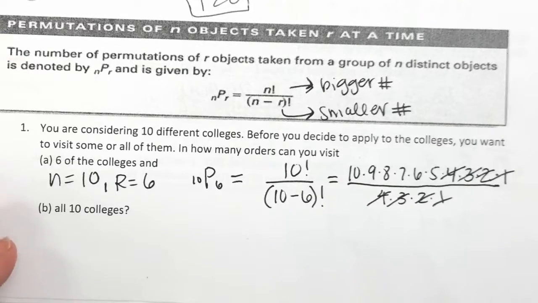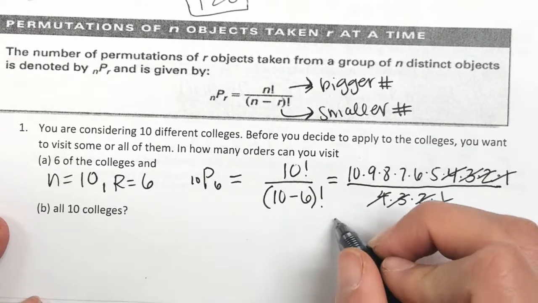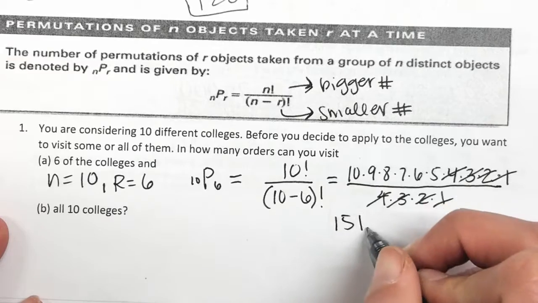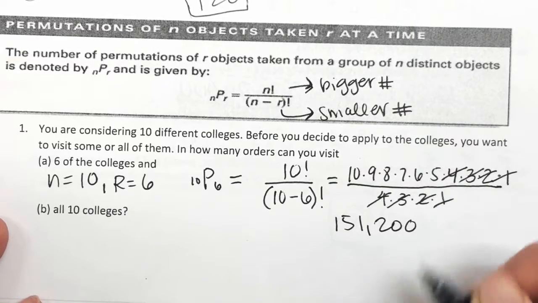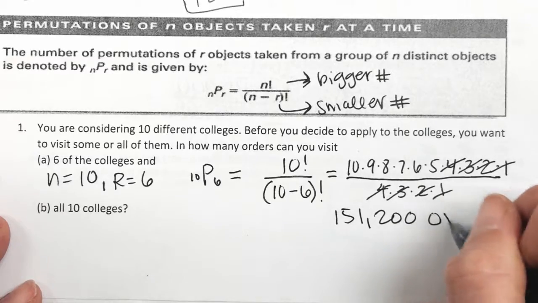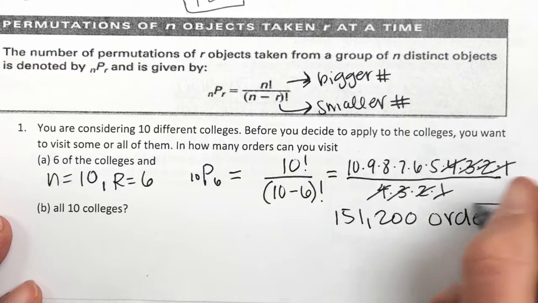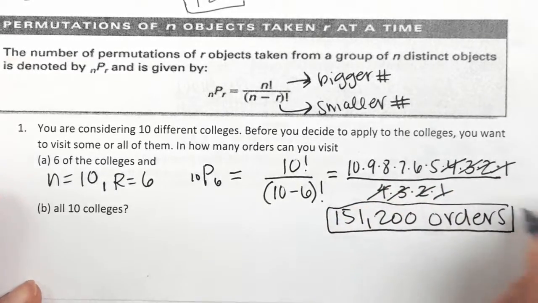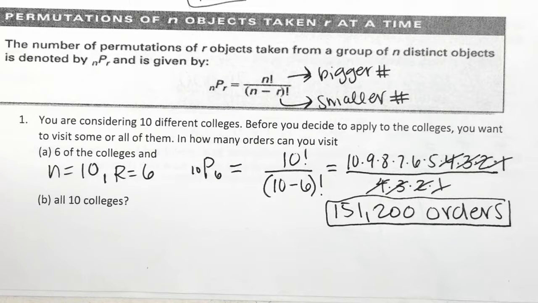Alright, anybody want to give me the answer? 151,200. Good. So this is how many different orders you could visit this college. Anybody have questions about that one? Does anybody have a TI 83 or 84 with them? Alright, let me show you how to do this on your calculator.